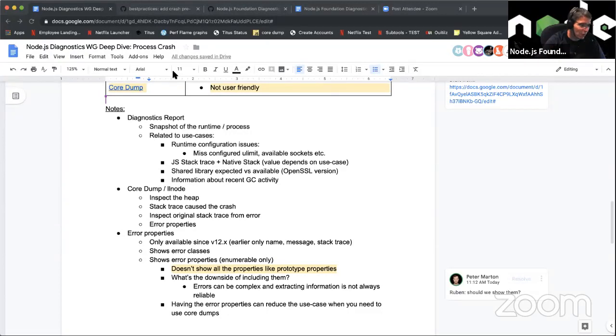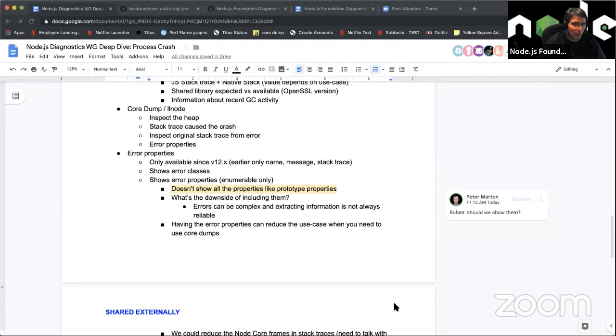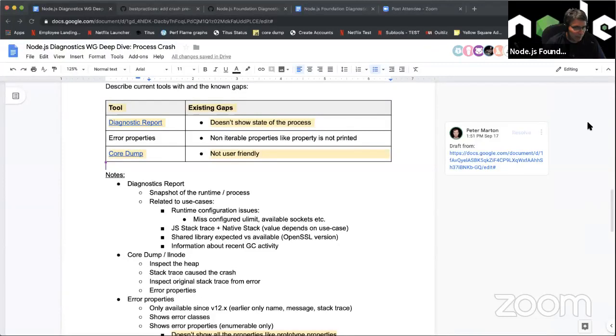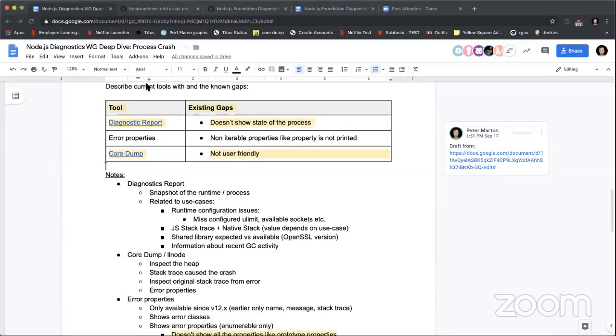Well, first of all, make sure that you're set up, point over to the setup document. Second, here's the sort of initial steps we recommend. And that document could be its own thing. And then we could have new documents that go in there that are like, how to use diagnostic report, how to use core dumps, how to use error properties. Okay. Does that make sense?